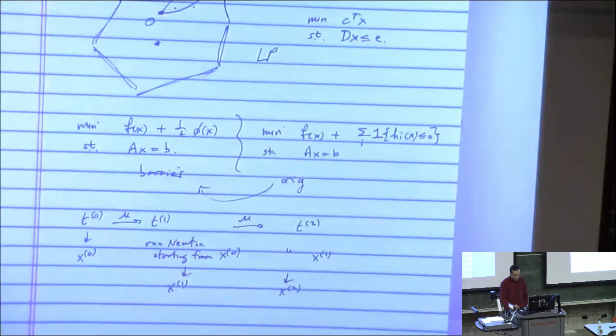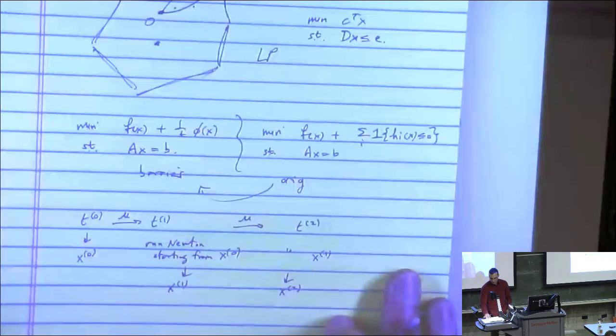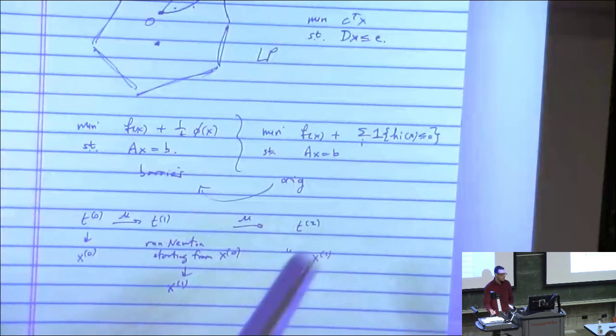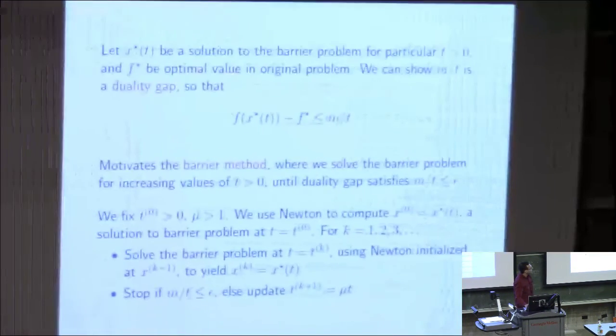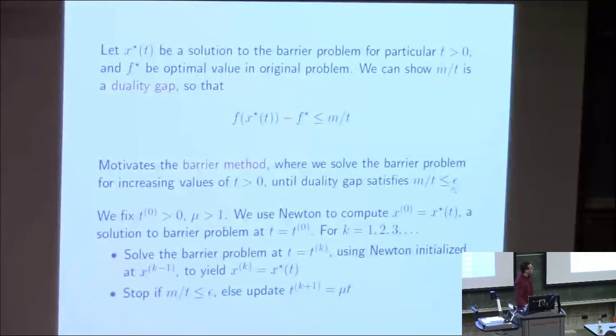And we know from what we showed last time that we could stop this algorithm at any point, and the current value of t is going to give us a duality gap via m over t. So if we had some prescribed number epsilon of desired suboptimality, we could just run until m over t is less than or equal to epsilon. Okay, so that was the barrier method.